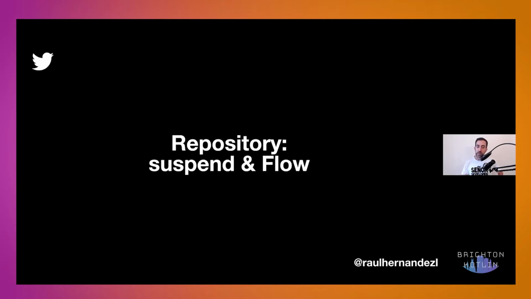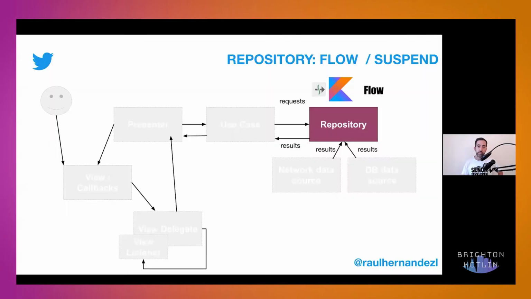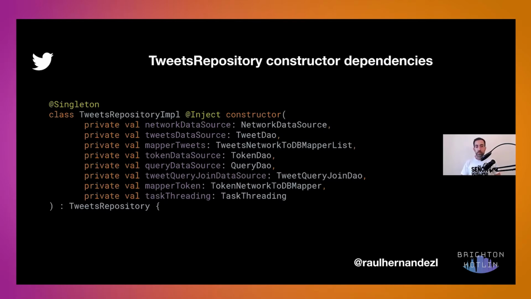Then the repository is going to use suspend functions and flows. So you remember, I'm going to return those results back to the repository, and then we're going to start emitting different values for the flow. The repository contains the data source for the network that we already know, different tables from our DB, and a few things there, some mappers, some combination of tweets and query at the token, and so on and so forth. And something called task threading that I use just to wrap the different dispatchers.